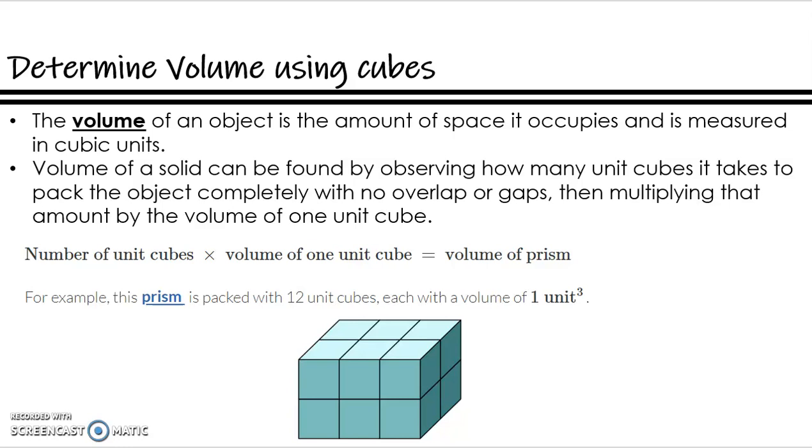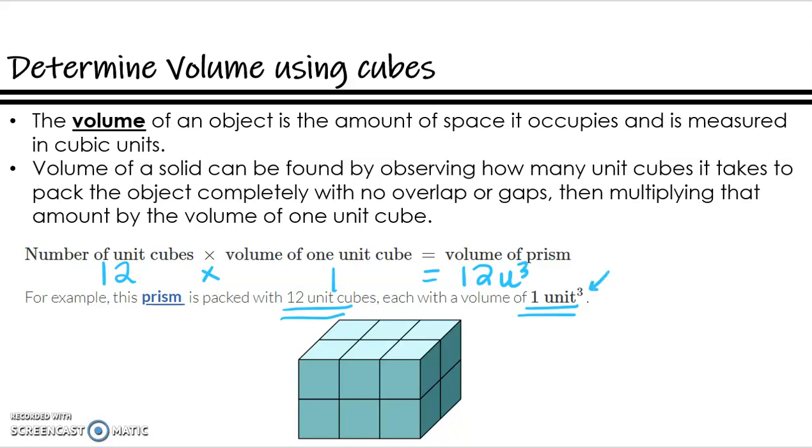So in this example, I know that there are 6 cubes on top, and there are 2 levels, which means that it's packed with 12 unit cubes. So number of unit cubes, 12, times the volume of one cube. They're telling us it's just 1. Sometimes it could be 2, sometimes it could be 1/2. You'll just have to look at the problem. 12 times 1 is 12, so the volume of this solid is 12 units cubed.